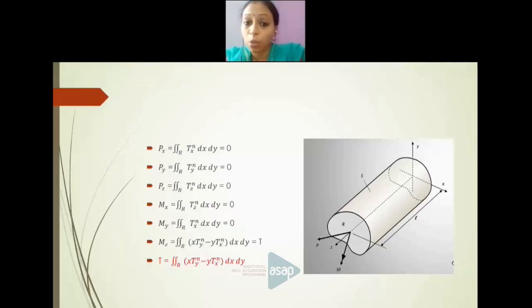Px means x direction force, Py means y direction force, Pz means z direction force. They all are 0. Now coming to the moment part, Mx and My. Already we discussed that Mx and My are concerned with bending, and we are now talking about only torsion.